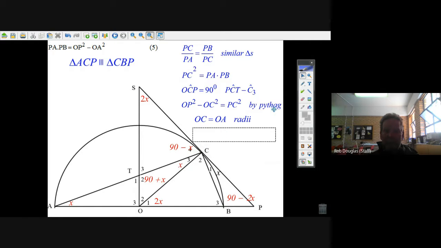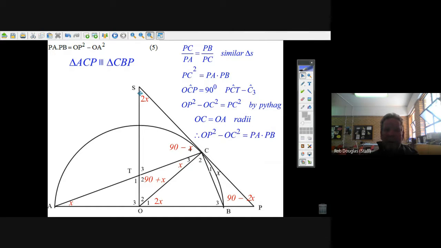Well, that means we've got a right angle, and we can use Pythagoras. So now we can say this side squared, which is the short side, equals the hypotenuse squared minus OC squared. Oh, we almost have it. OP squared minus OC squared equals the PC squared. Okay, we've got that. That's what PA times PB equals. It equals this by Pythagoras. One last thing. They've got OA here instead of OC. That's okay because OA and OC are radii. They're equal to each other.